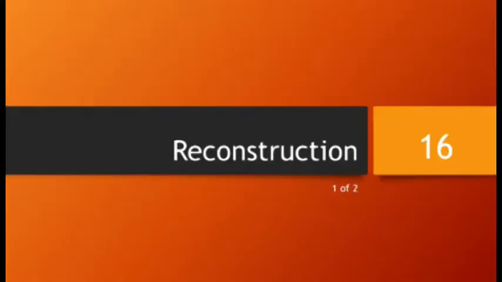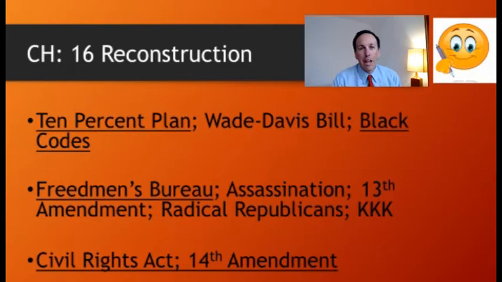Okay, welcome back. This is chapter 16, Reconstruction. So we fought the Civil War. The country is in ruins, both sides, the North and the South. And we have to put Humpty Dumpty back together again. So there's a couple of plans on how to do it. Lincoln's plan is called the 10% plan.